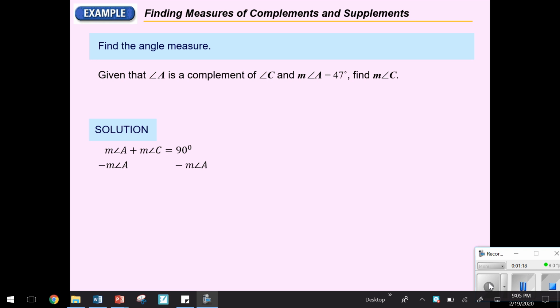Now again, you don't have to do this step if you don't want to. You can plug your number in first and then solve. It'll get you the same answer either way. I just want to show you both ways here. So go ahead and rewrite what we have left over. Here you can see we have the measure of angle C now all by itself. That's equal to 90 minus the measure of angle A. And now at this point we can plug in what we know. So we know angle A measures 47 degrees. So next step, substitute in 47 degrees, grab a calculator and solve for the measure of angle C.